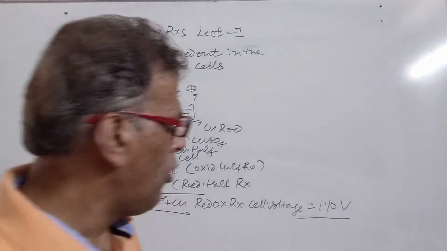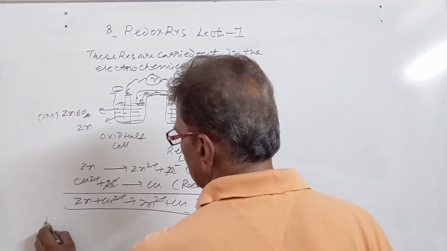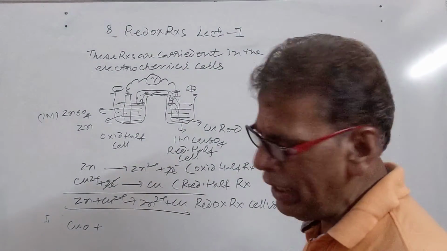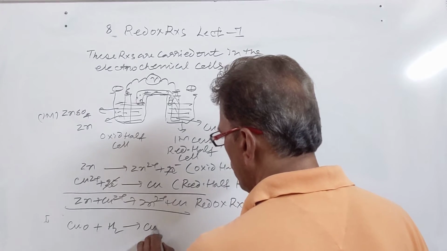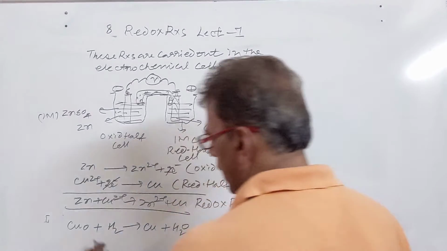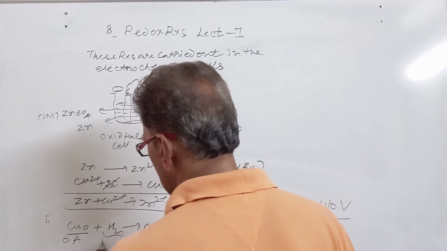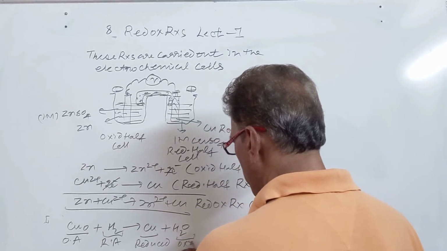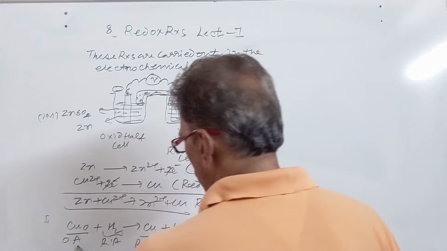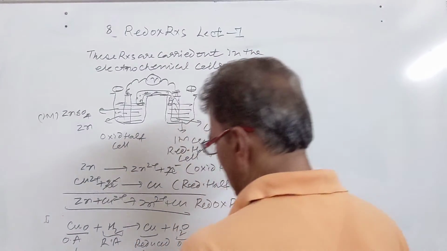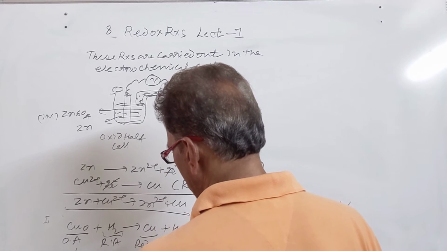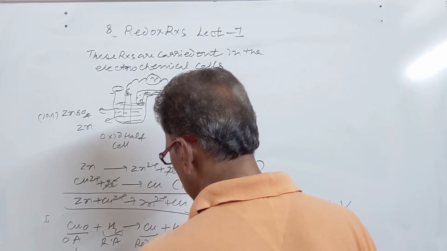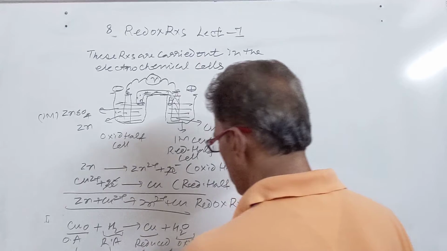Now how will you justify oxidizing and reducing agents in some of the reactions? CuO combines with H2, giving you Cu plus H2O. So in this case, CuO is the oxidizing agent, H2 is the reducing agent, CuO is said to be reduced, and H2 is oxidized. Now from here to here, oxygen is lost by CuO. So this reaction is called reduction. This is called oxidation.